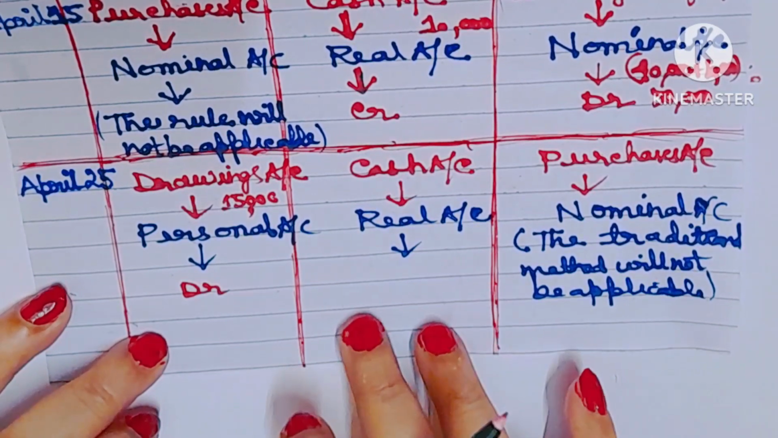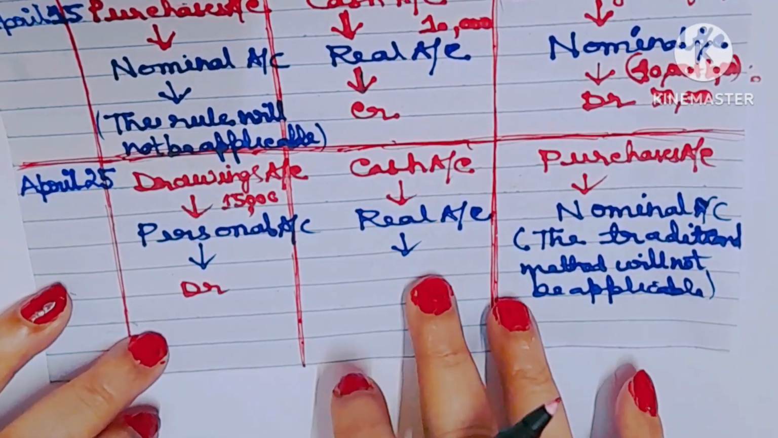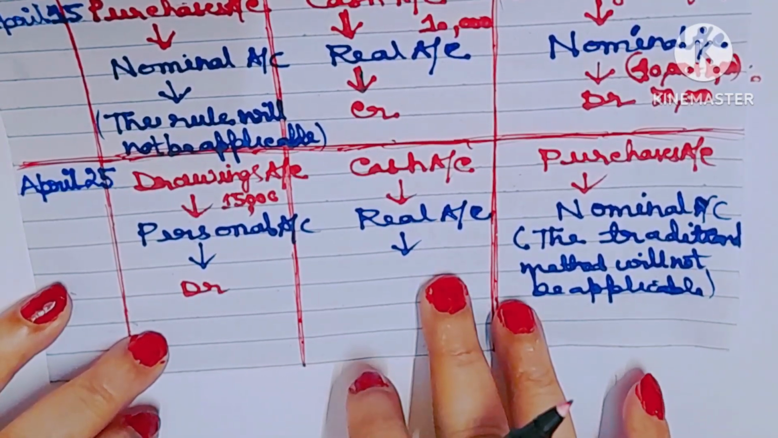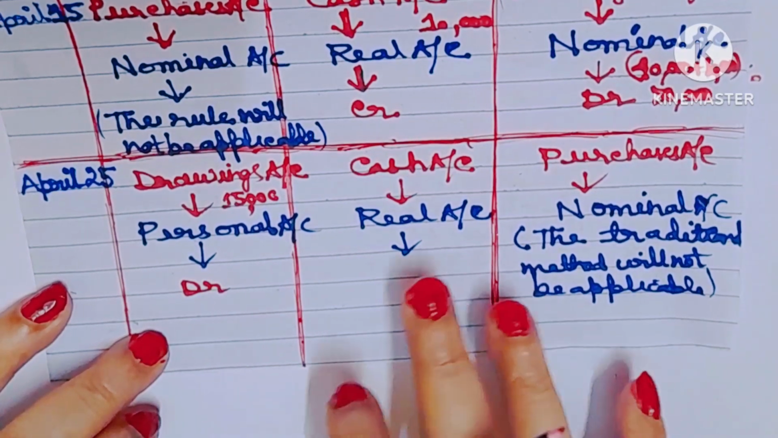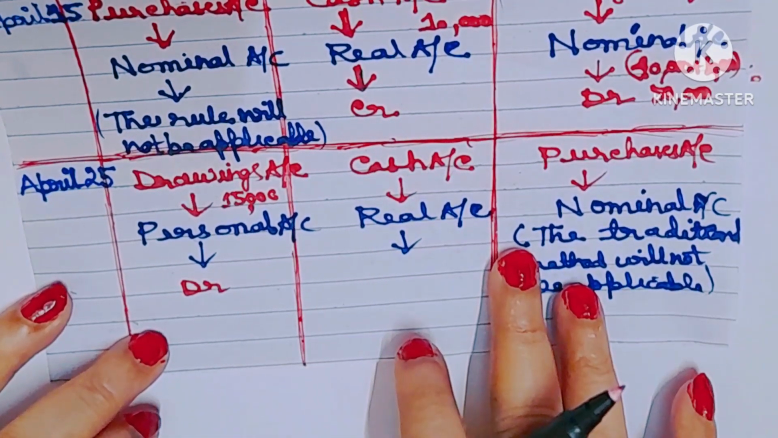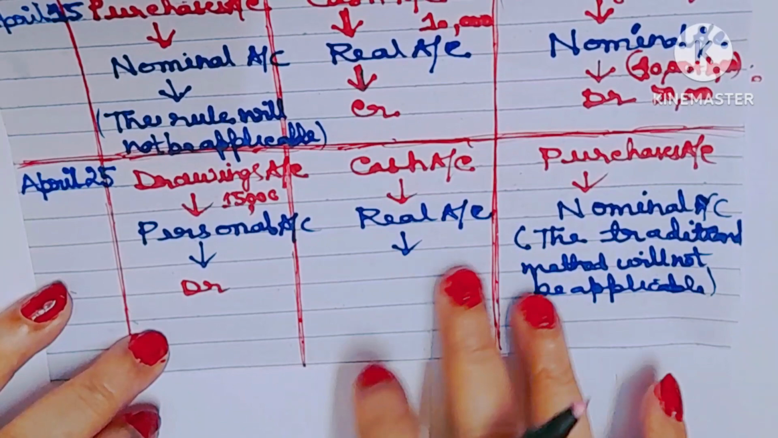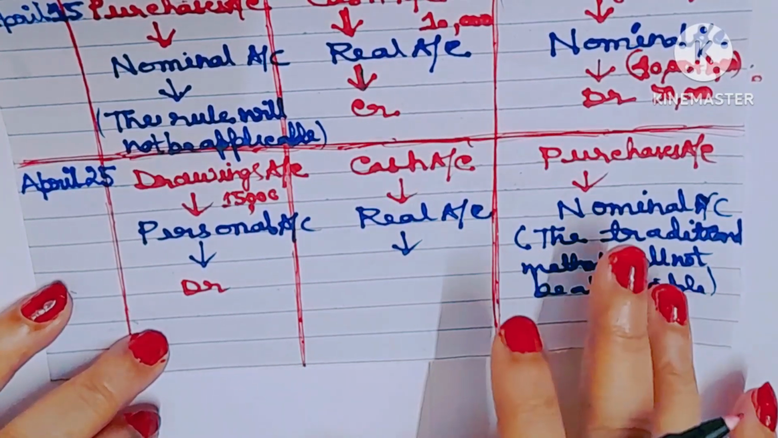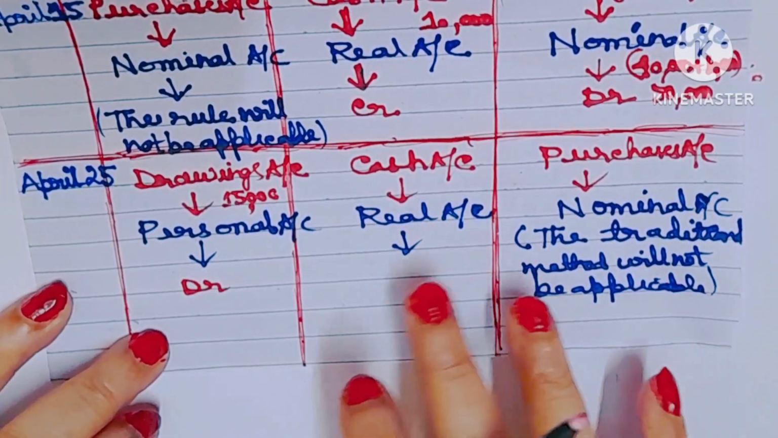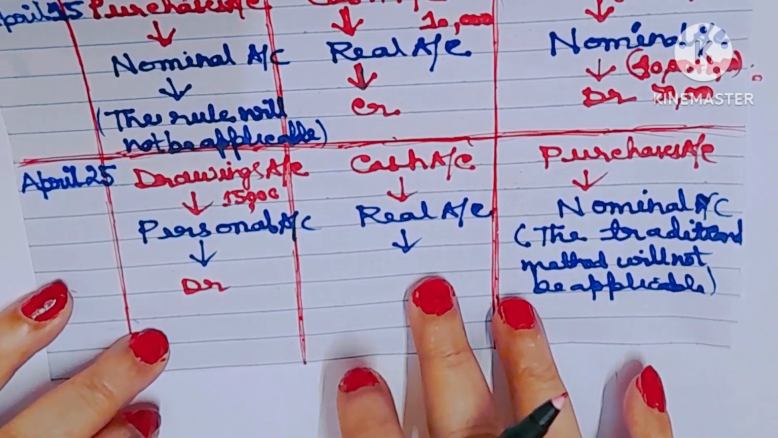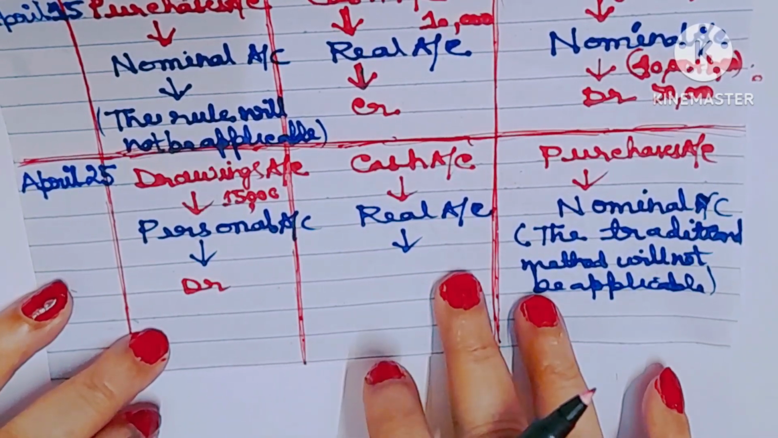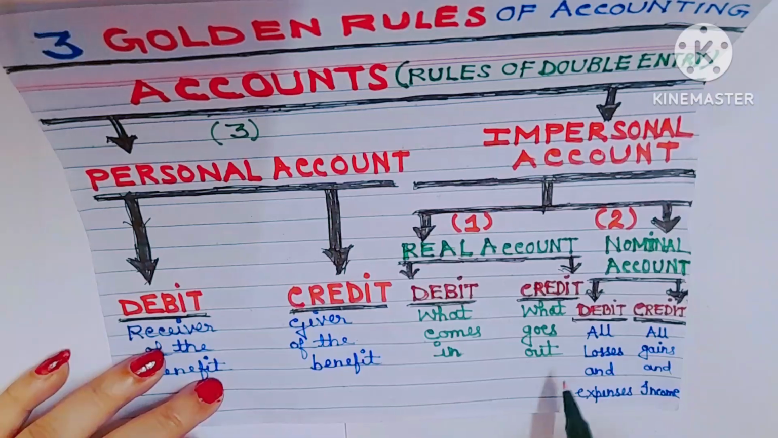In this case, Mamuni. When Mamuni withdrew cash, rupees 10,000 for her personal use, cash goes out from the business. So from the point of view of the business, cash goes out from the business. So cash account comes under real account. And according to the rule of real account, what goes out is credit. So we'll write out credit here.